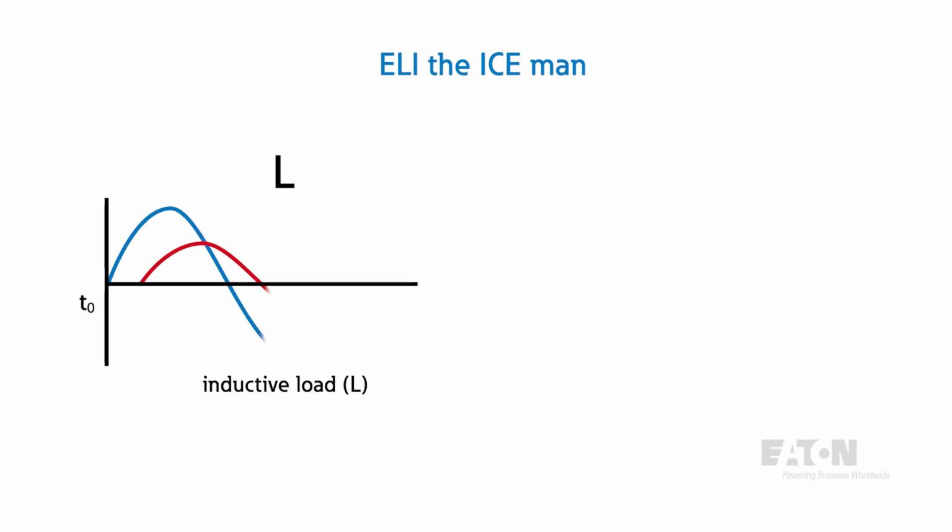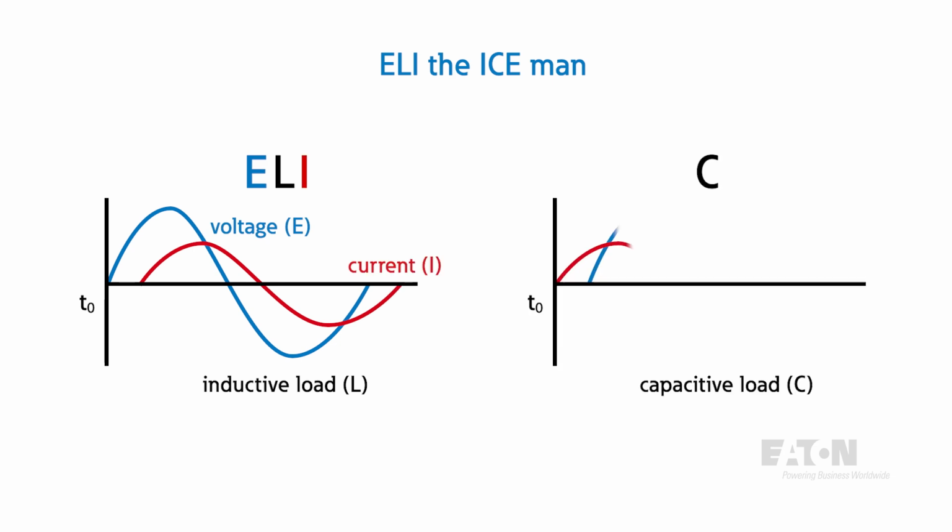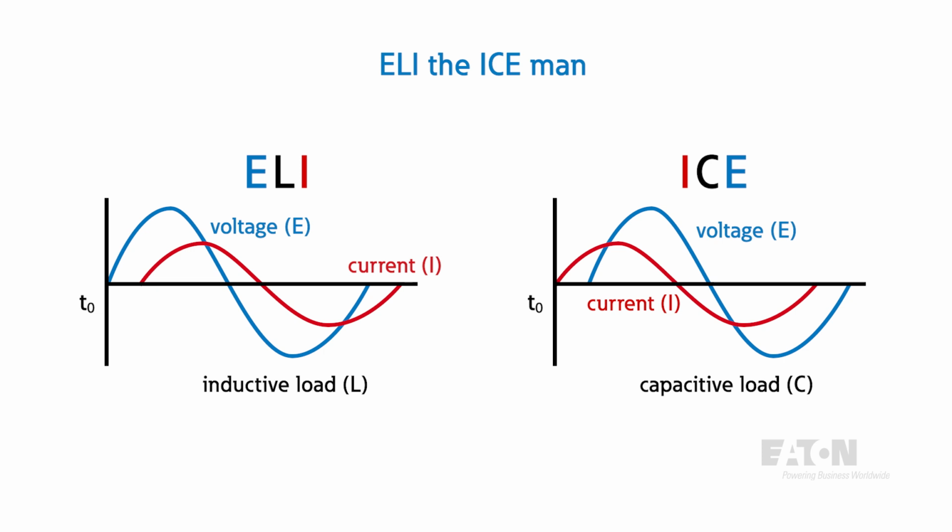A popular mnemonic to remember this relation is ELI the ICEman. Under inductive load, current I will lag E, another symbol for voltage. Under capacitive load, current will lead voltage. Ideally, we want voltage and current to be in phase, so in practice, many facilities add capacitors in to balance out inductive reactances from loads like motors.